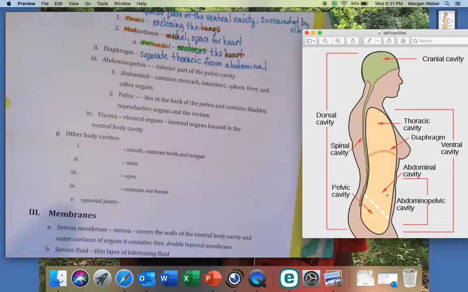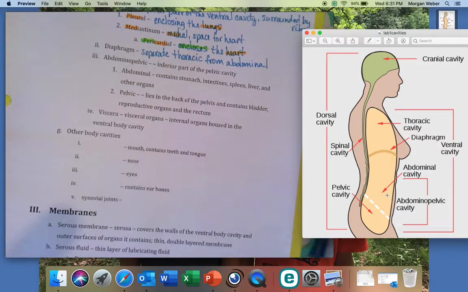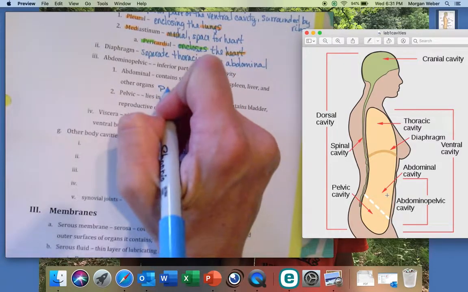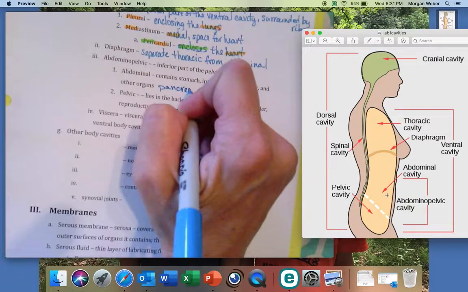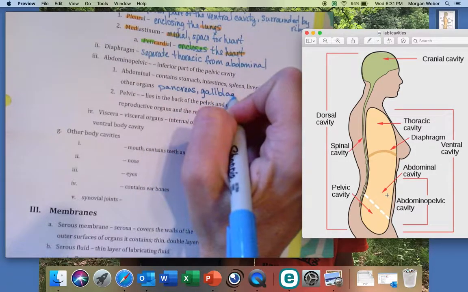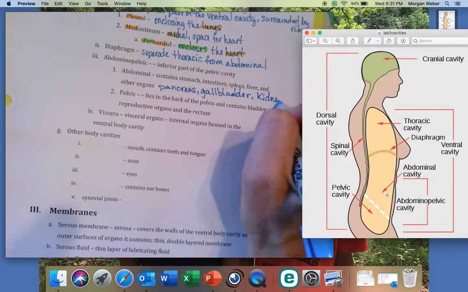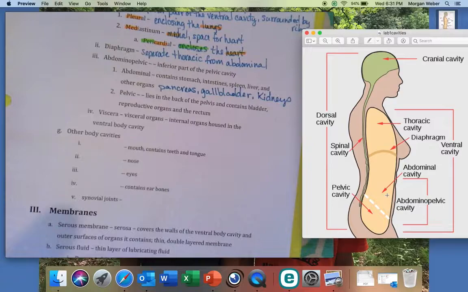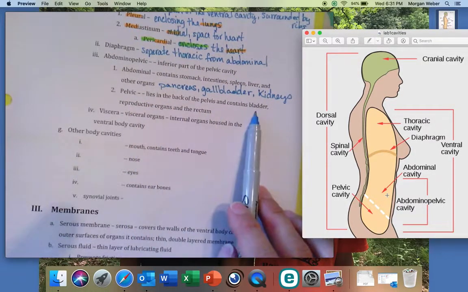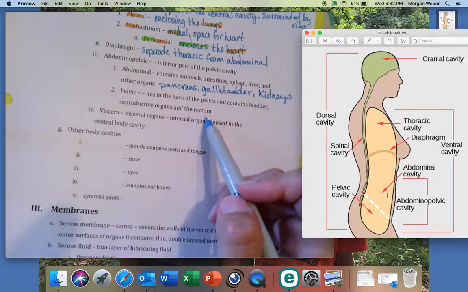So my abdominal cavity, I listed some of the organs that you're going to see in there, some of the ones that we talked about. So we said stomach, intestine, spleen, liver. We said pancreas. We said gallbladder. And we also said kidneys. Then we have my pelvis, and my pelvis is going to contain the bladder, reproductive organs, and then the bottom part of the intestines.